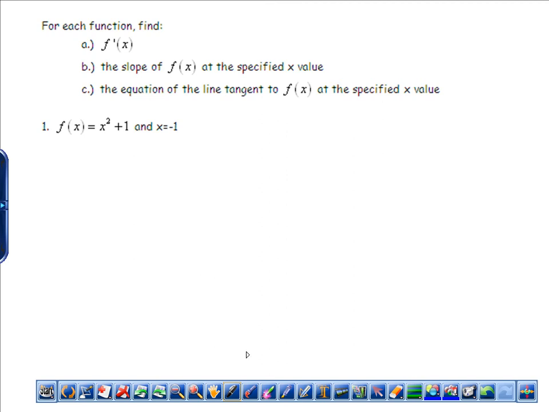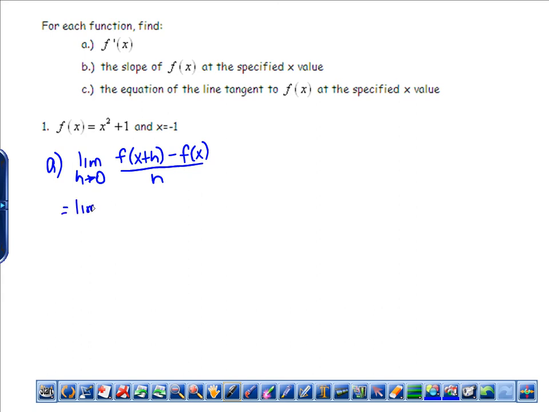Okay, so let's actually take the derivative. We just have a couple of examples. The first one says, for each function, find f prime of x. This means find the derivative. Okay, so let's do that in part A. We are going to take the limit, and I'm going to go ahead and use h here. As h approaches 0, it's going to be f of x plus h minus f of x all over h. This is what we're going to do each time.